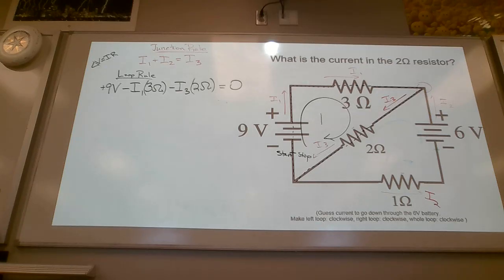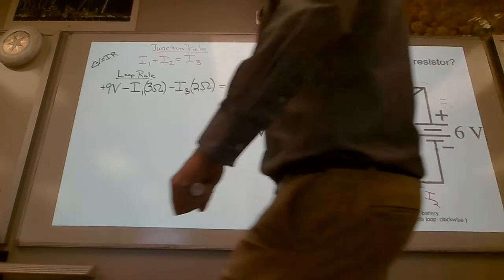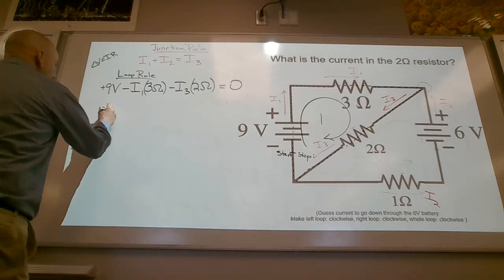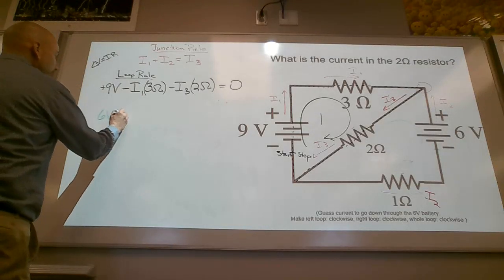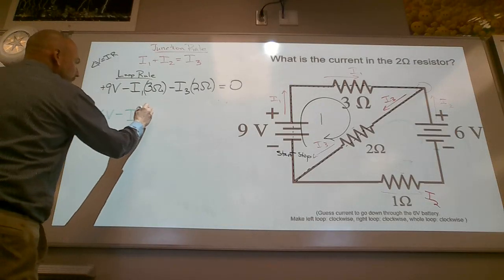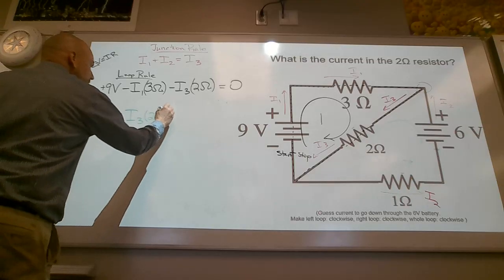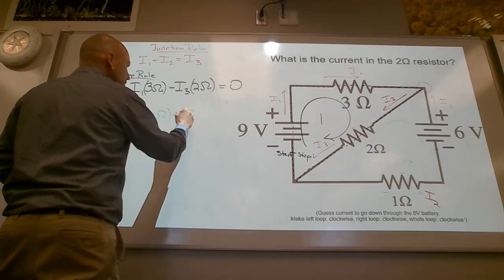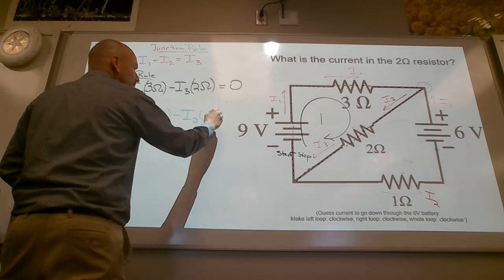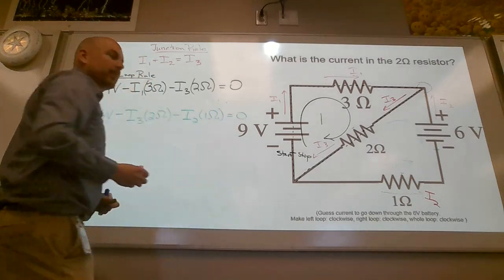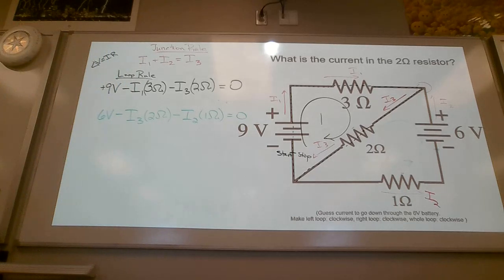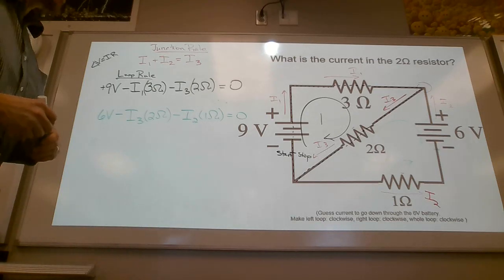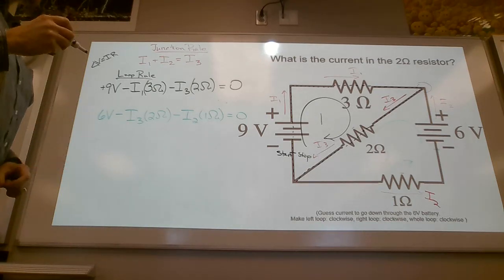Get it? So you have 6 volts minus current 3 times 2 ohms minus current 2 times 1 ohm equals 0. How do we do? Okay, watch this one.